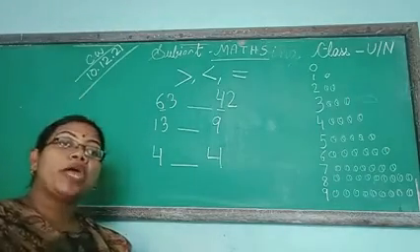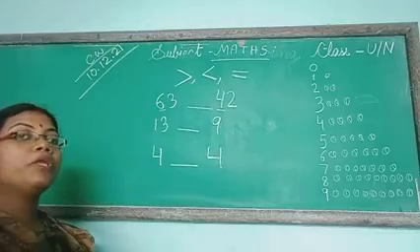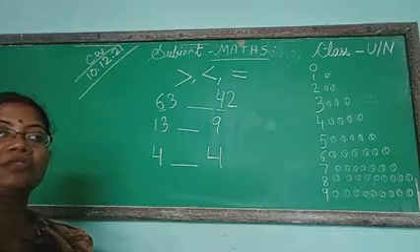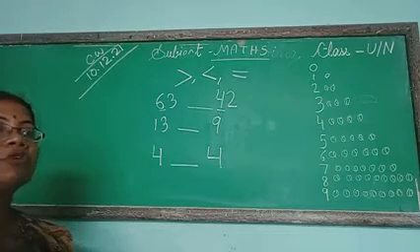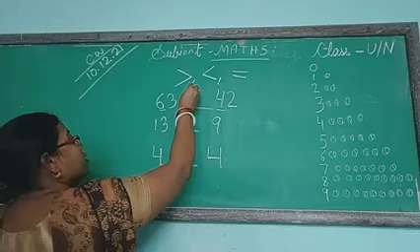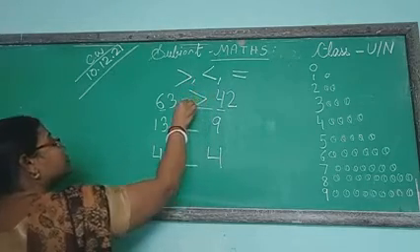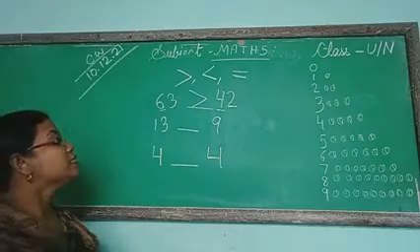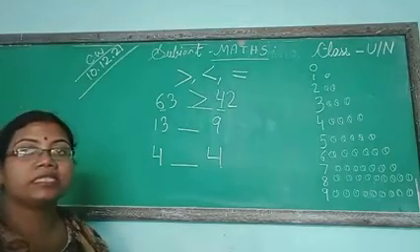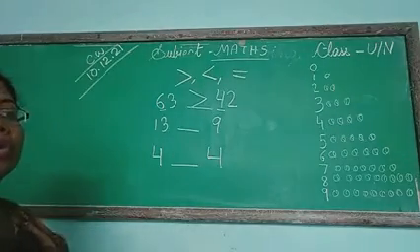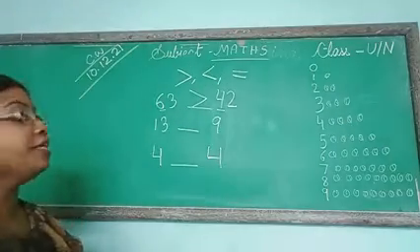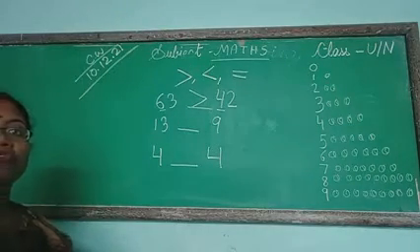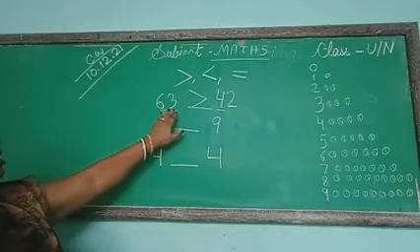So where will we open our mouth? Which side, 63 or 42? It's 63. Where it is the bigger number, we open the mouth on that side only. So how will we read? We will read as 63 is greater than 42.